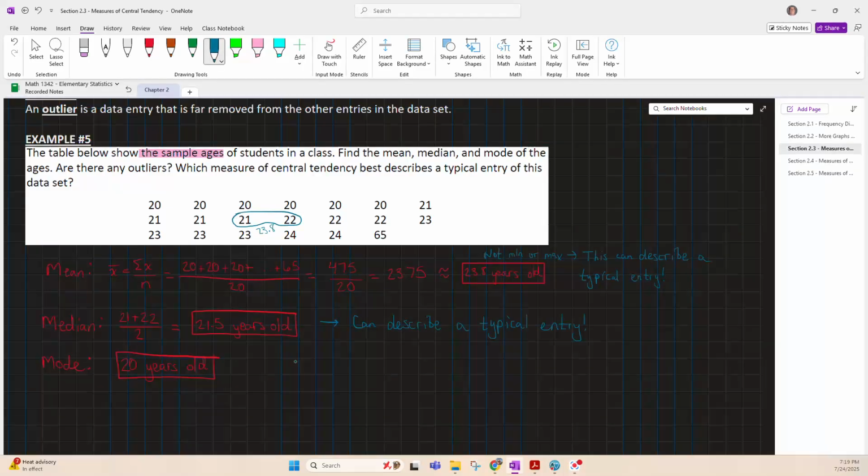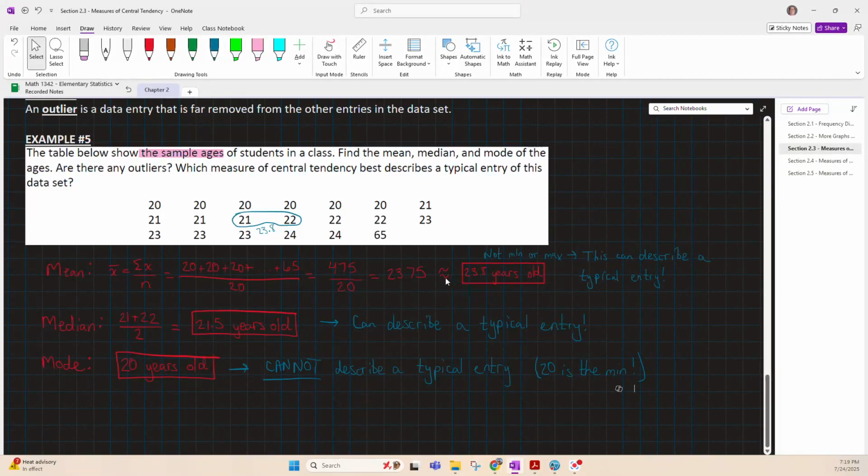Now, can it be a typical data entry? So this cannot describe a typical entry, because 20 is the minimum. 20 is the min. So the mode cannot describe a typical data entry.